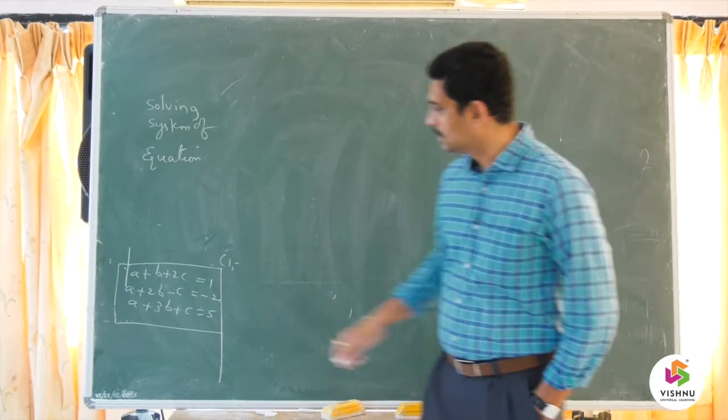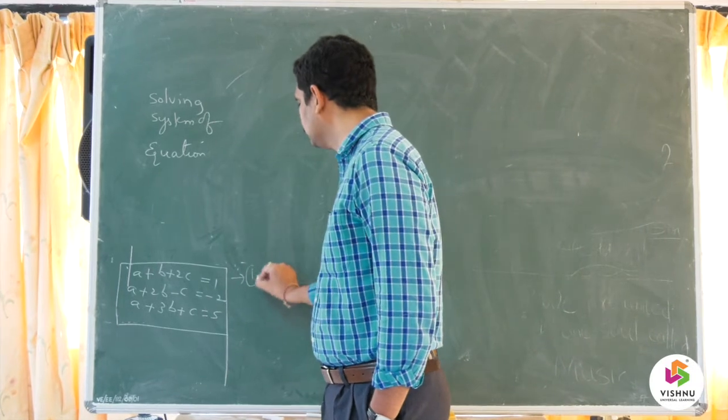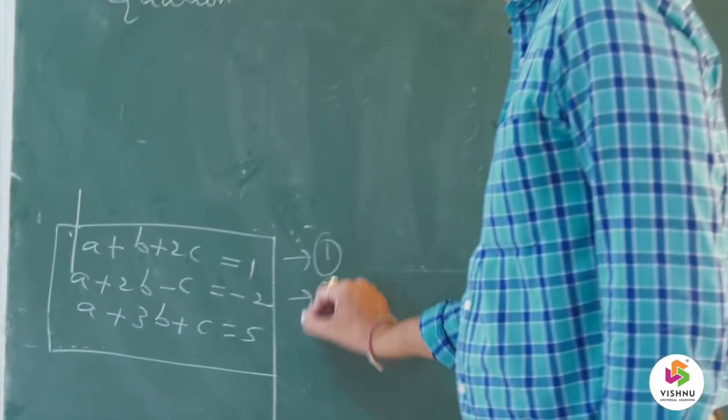So let us do it first. So from the first two equations, let us give numbering for them for convenience. Say this is 1, this is 2, and this is 3.